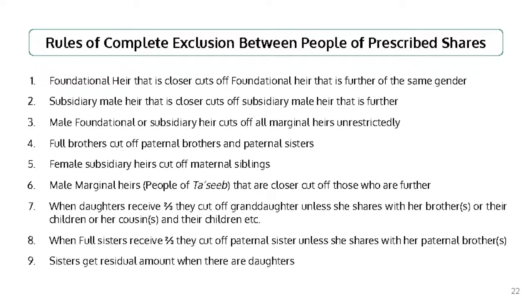What's easy? So 2 daughters, how much are you going to get? 2/3. What happens to the sisters then? Residual. Because a sister gets residual amount when there's daughters. Okay, another example. 1 daughter, 1 granddaughter, 1 full sister. What's going to happen here? So daughter is going to get 1/2. There's only 1. Granddaughter, 1/6. And how about this full sister? Nothing? Residual.